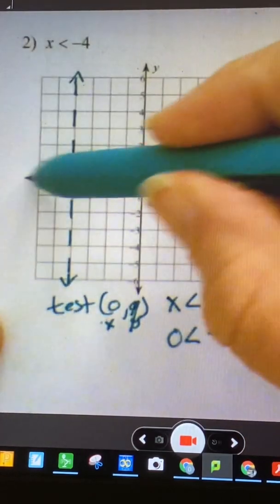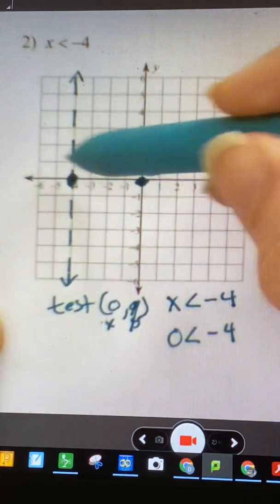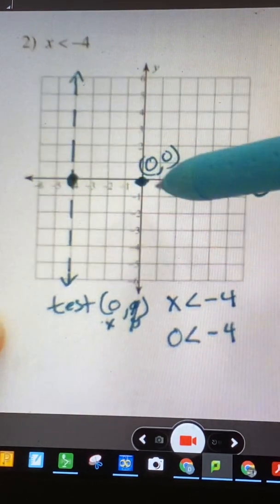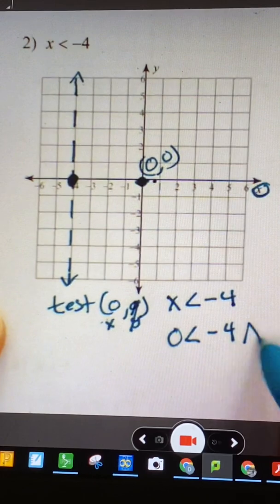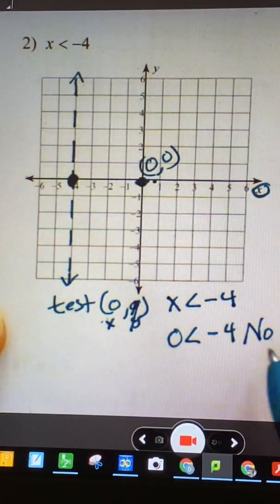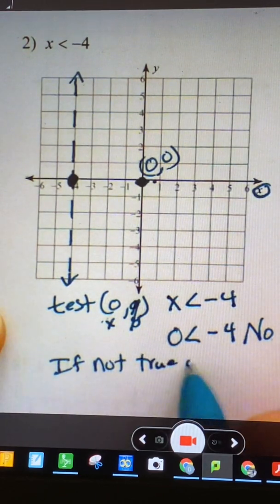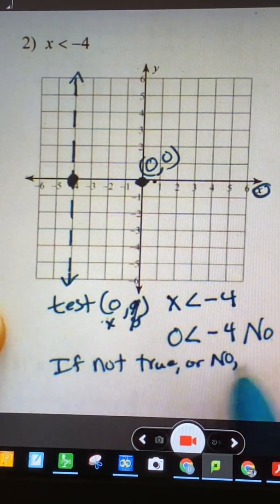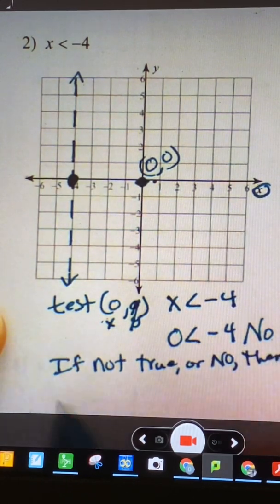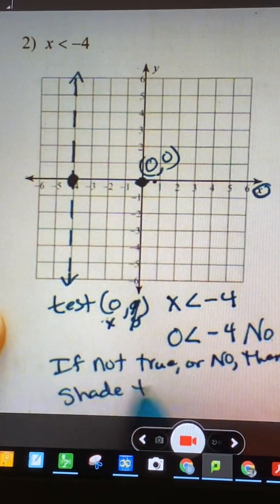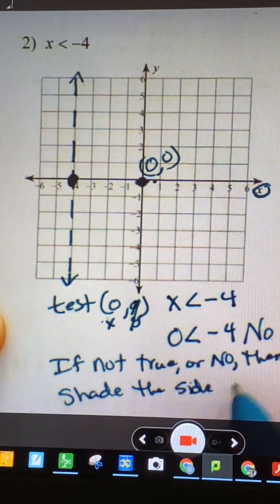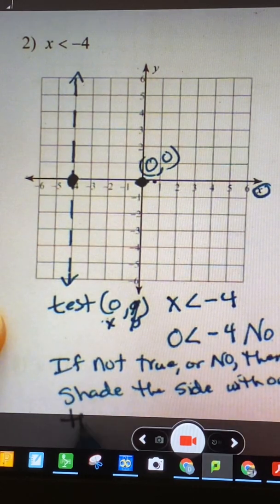Is 0 less than -4? Is it on this side? No, it's greater than -4. So our answer is no. And if you have a no, if it's not true, you shade the side that does not have your test point. Shade the side without the test point.